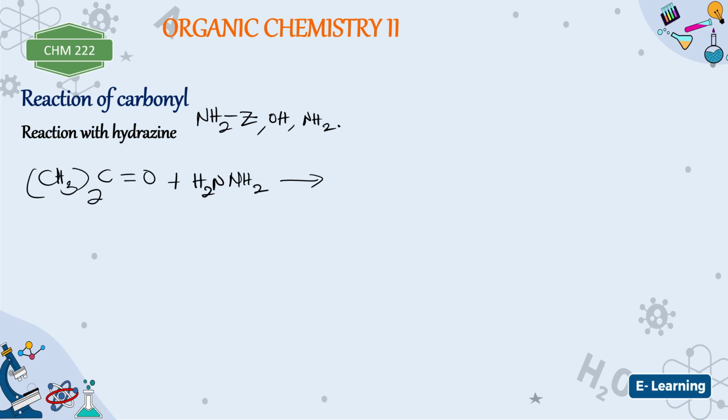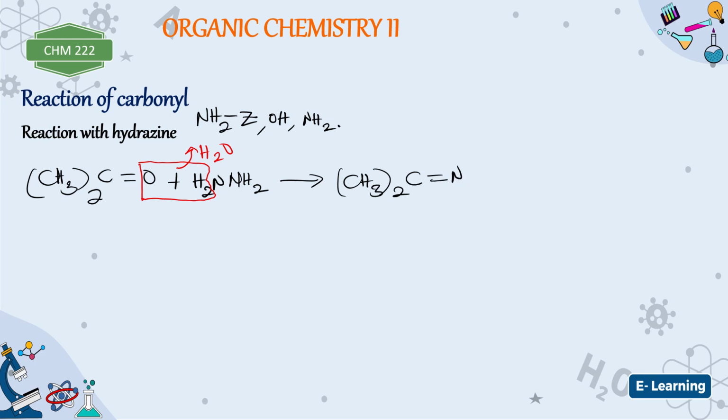Based on our understanding that this O will always combine with this H2 to give out what? Water. So it means one of our products here will be water, which is H2O. And then you are going to have CH3, here will be 2 C, here will be double bond N.